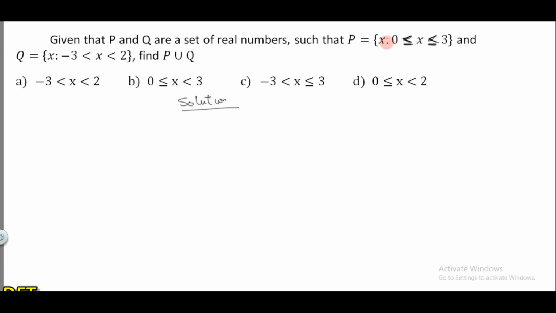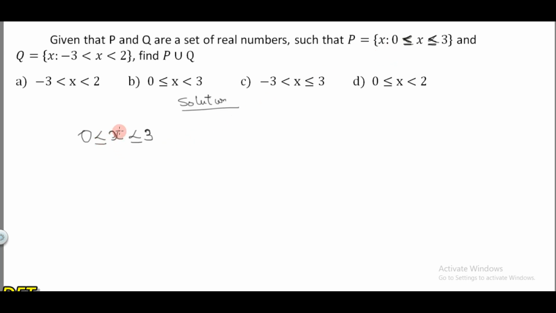So the first thing to do is to look for the set of numbers in set P and also to look for the set of numbers in set Q. So for the first set, which is set P, we are given that X is greater than or equal to 0, and we're given that X is less than or equal to 3. Right? So the main issue in this question is with this inequality. Once you can resolve this inequality, everything becomes simple.